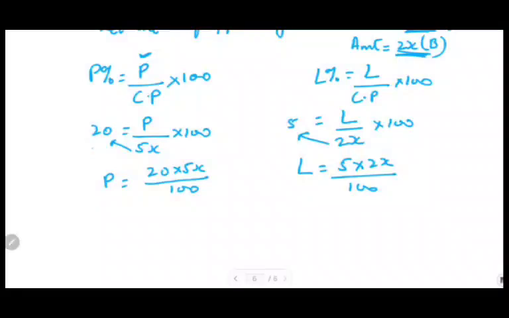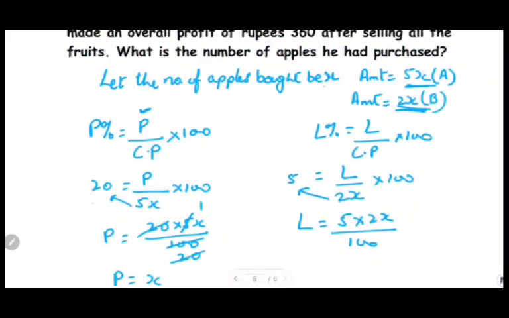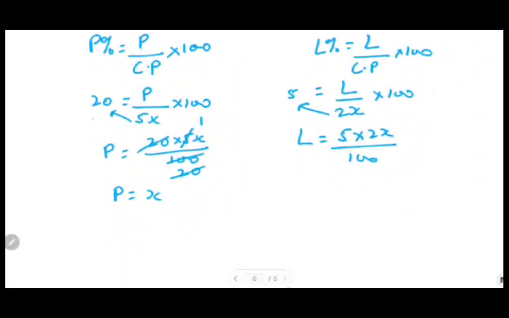Let's reduce both of them to their lowest terms. So my profit comes up to be x, the same as the number of apples. And for the loss, 5 ones are 5, 5 twos are 10, 2 ones are 2, 2 tens are 20. My loss is 1 upon 10x.